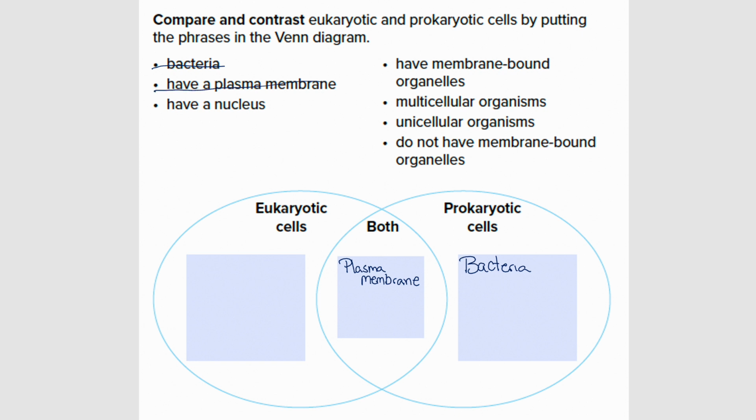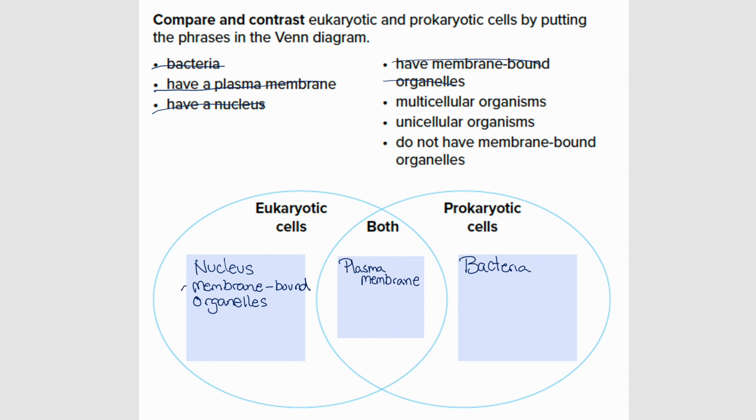Now let's take a look at the next one, a nucleus. So eukaryotic cells are the only ones that have a nucleus. Remember, this is the membrane structure that stores our DNA. The same thing with membrane-bound organelles, like our mitochondria or endoplasmic reticulum. Eukaryotic cells contain organelles that have a membrane.